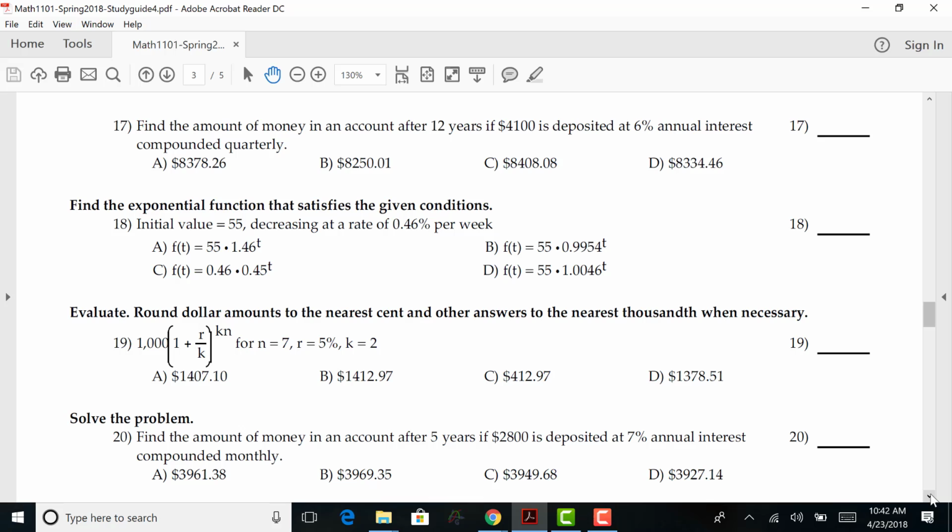All right, so I've got 0.46 divided by 52 weeks in a year raised to the T power, and you said when I did this in the calculator that this comes out to 0.9954 raised to the T power. All right, so now you got that written down.